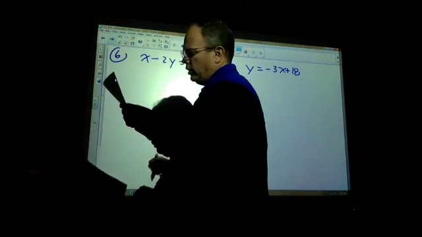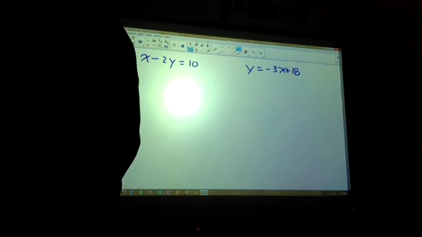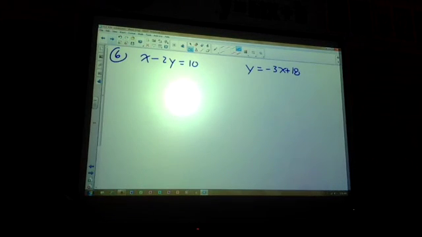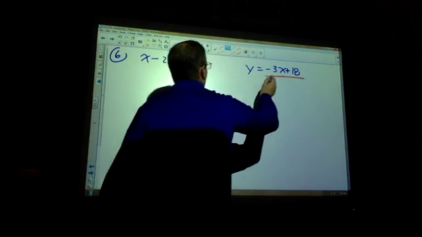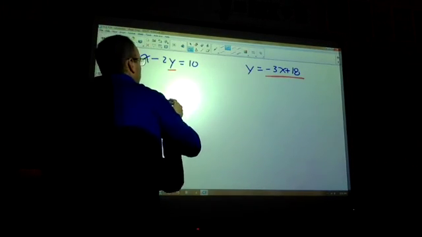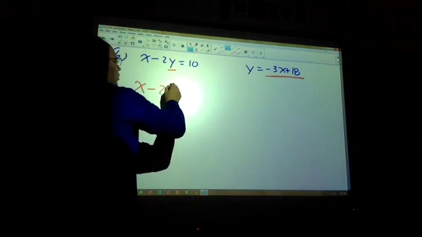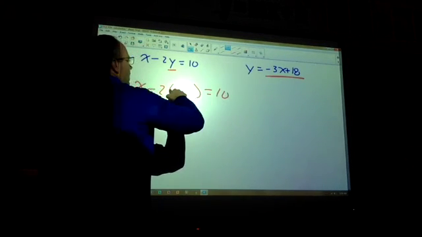Of my two equations, do I have a letter solved for in one of them? Yes. The first one or the second one? Second one. In the second one, I know that y is equal to this. So I'm going to plug that value right in here. Gotcha? I get x minus 2 parentheses equals 10. That was a y.